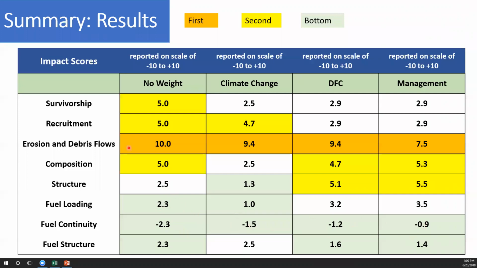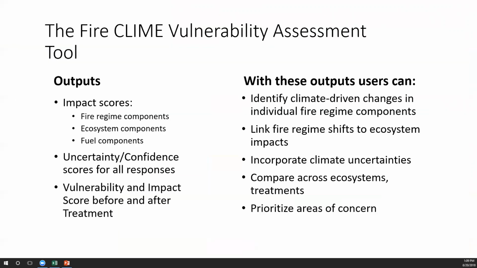But you can see the weighting didn't really change the general pattern that erosion and debris flows are the most heavily impacted, but it did change the distribution, I guess, for the other variables a bit, where survivorship and recruitment become much less important for contributing to the score, and composition and structure become more important. And then you can see again that fuel continuity, because it was weighted much less, it's contributing less of a negative score, so less of a drawdown. So hopefully that's all made sense.